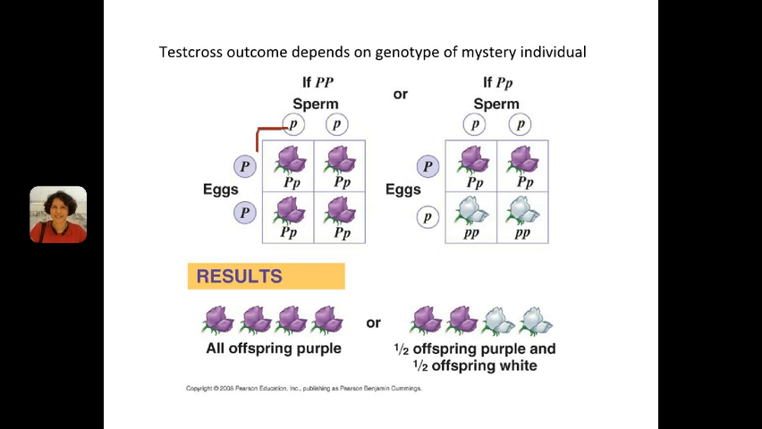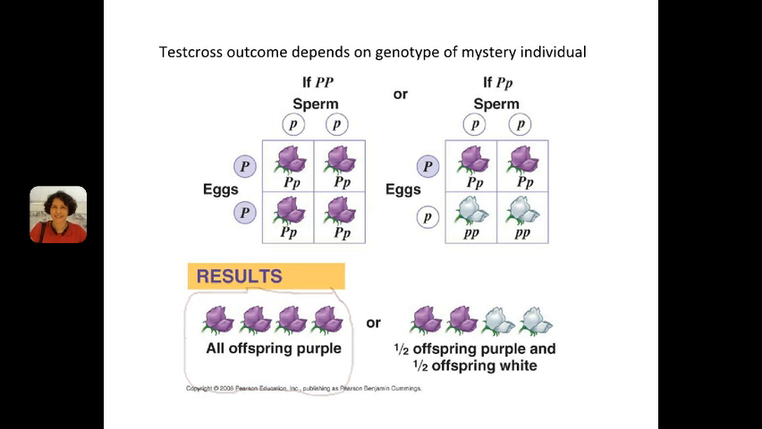In each case, the zygotes are going to be big P, little p, right? Little p from the sperm, big P from the egg, in each of the four possible combinations. So it's going to give us an offspring that is 100% purple, regardless of how many offspring there are. If there are 100 offspring, it's going to be all of them purple. If there's 500, they're all going to be purple, etc.